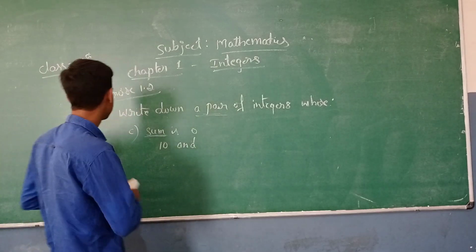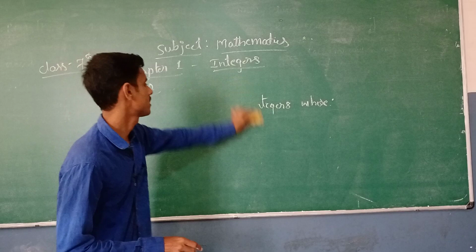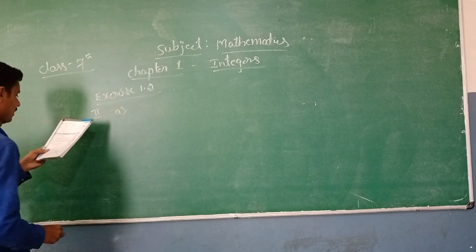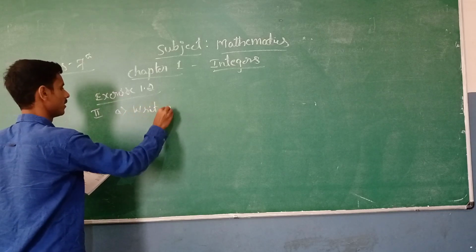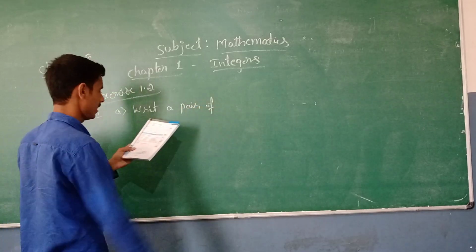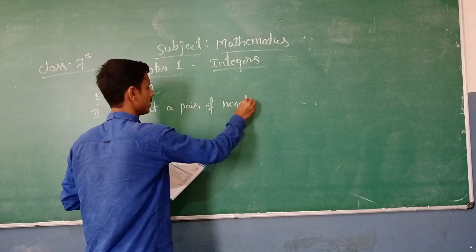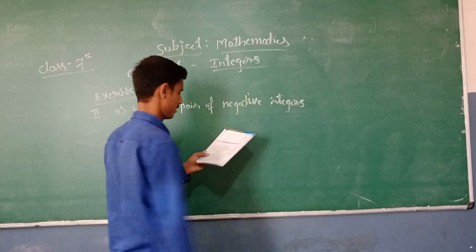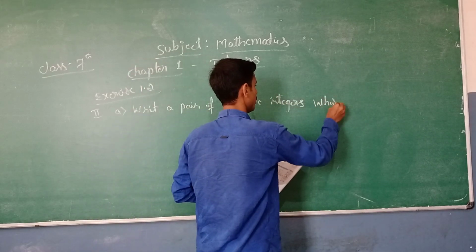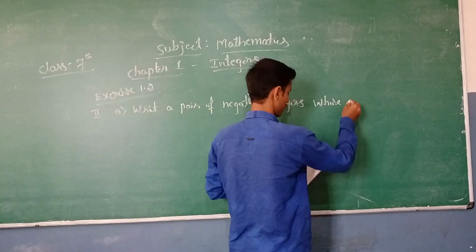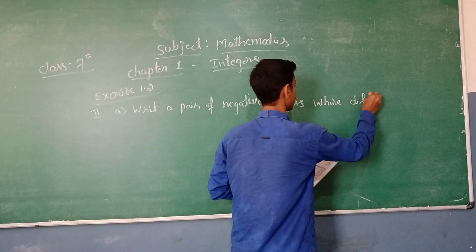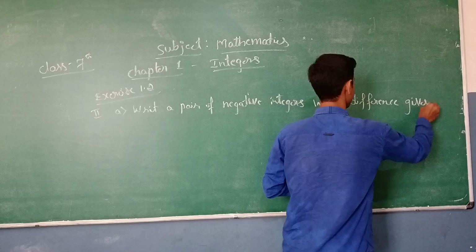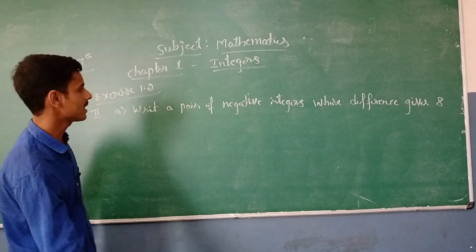Clear? Next we will move to the second one. Write a pair of negative integers whose difference gives 8. Whose difference gives 8.